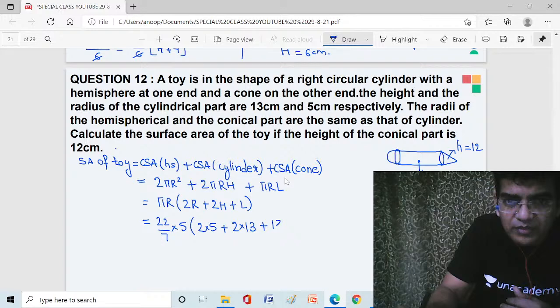Now this can be reduced by 7. So you will get 110 into 7, so all over this will be 770. Sorry, 770 centimeter square. That will be the surface area. So this is clear to you now.